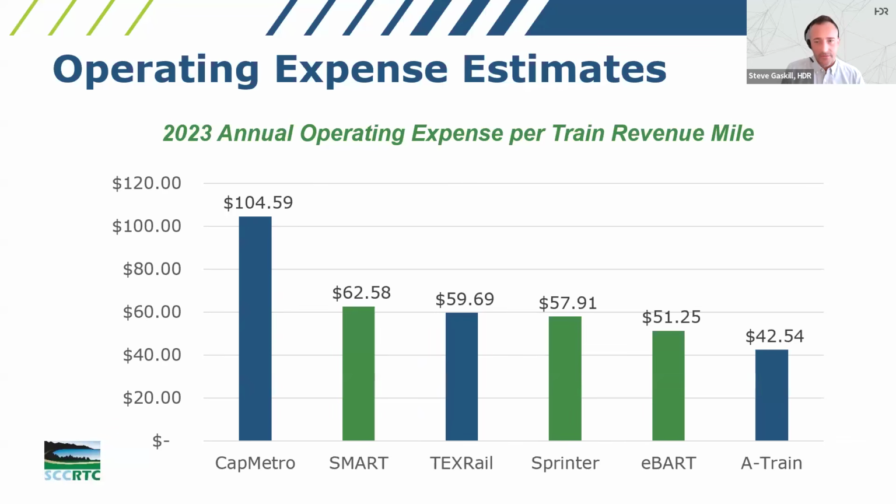So here's just a graph showing that same information. So you can see, with the exception of Cap Metro, most of these fall within a general range. The blue ones here are the purchased transportation and the green ones are the directly operated ones. So next slide.